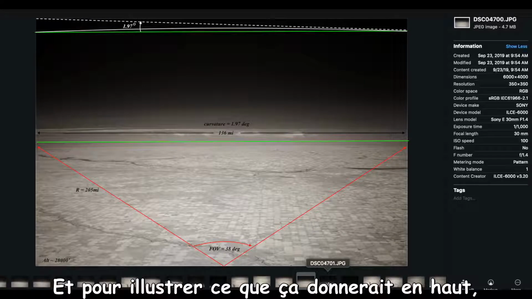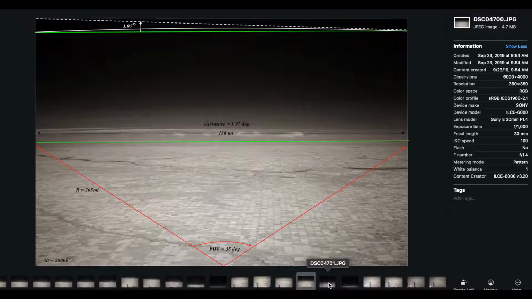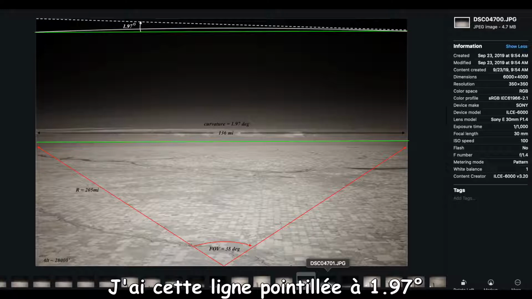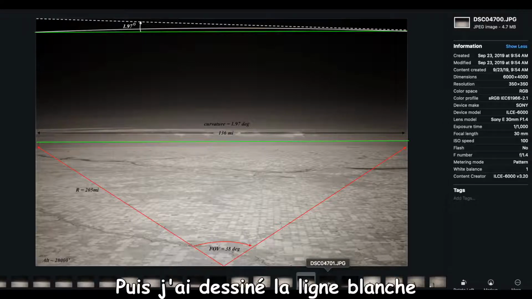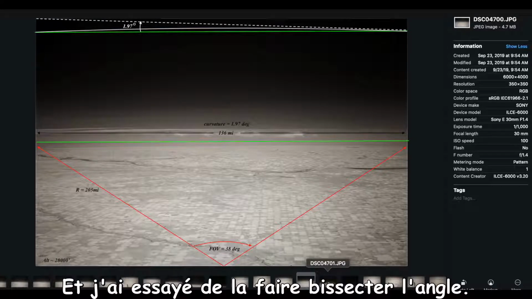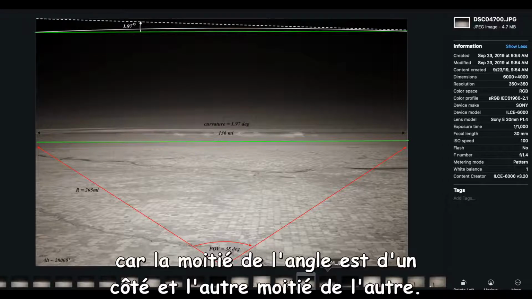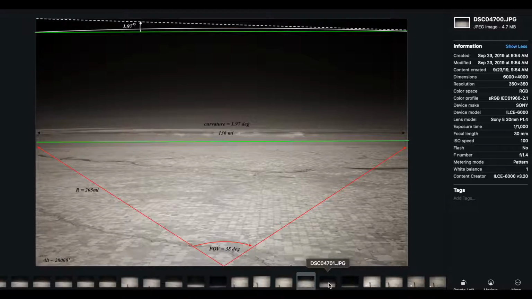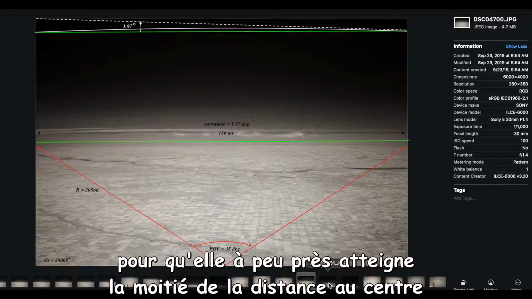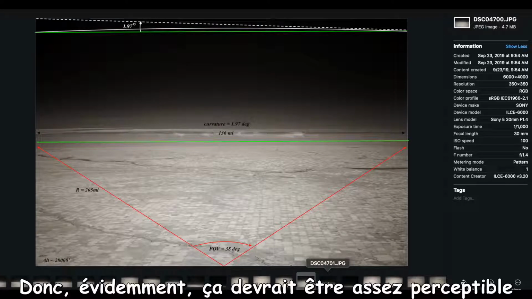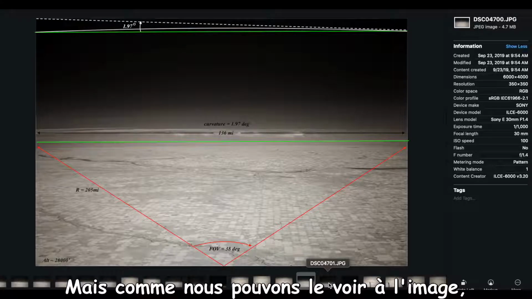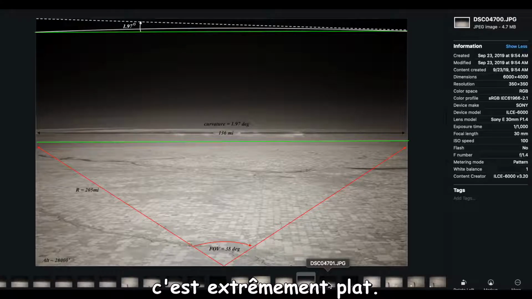And to illustrate what that would look like, up at the top, I have that dotted line at 1.97 degrees, and I calculated that just based on the pixels. And then I drew the white solid line, and I tried to get it so it bisects the angle, because half of the angle is on one side, half the angle on the other one. So it roughly comes up to about half the distance in the center. And so we get a feel for the curvature. So obviously it should be quite noticeable, but as we can see in the image, it is extremely flat.